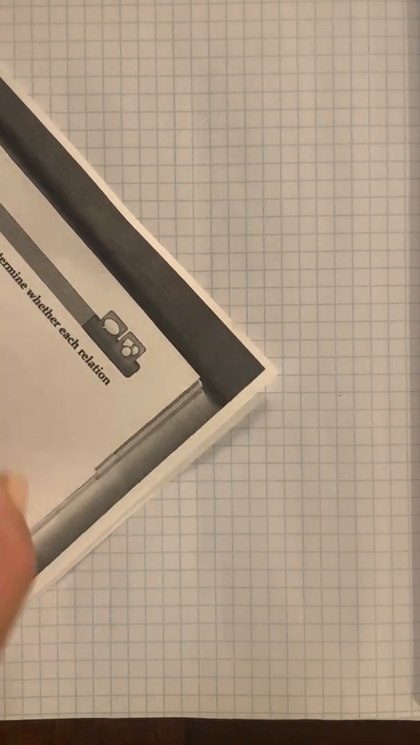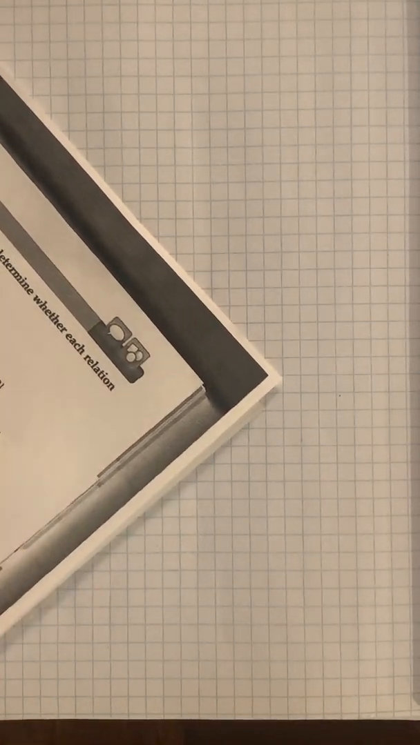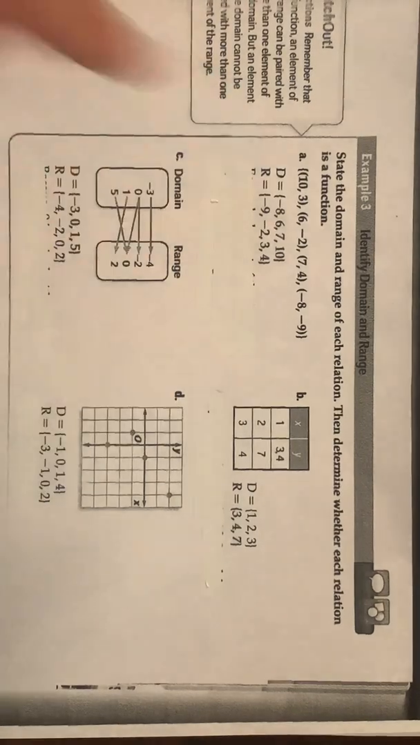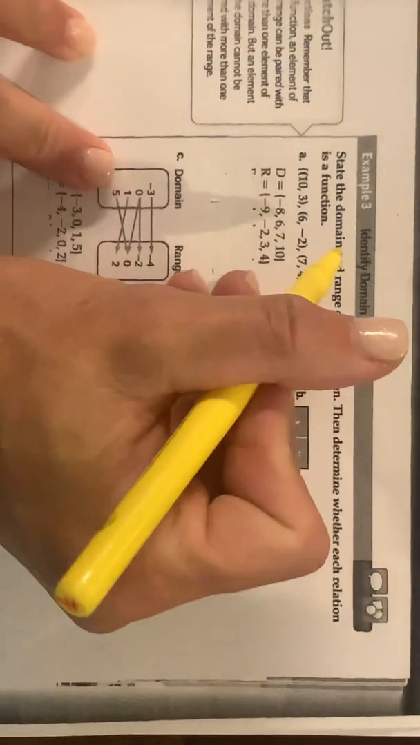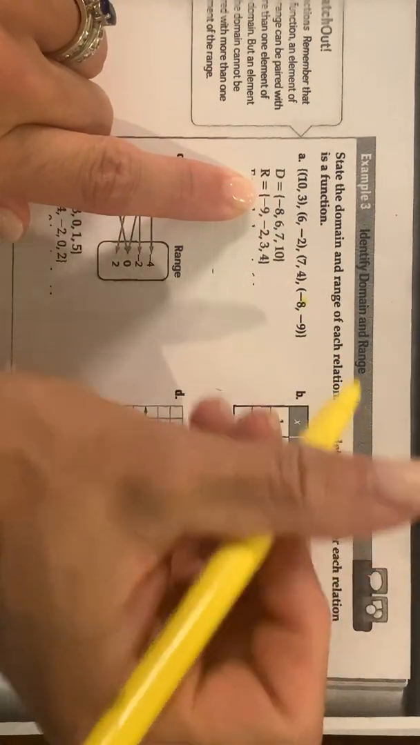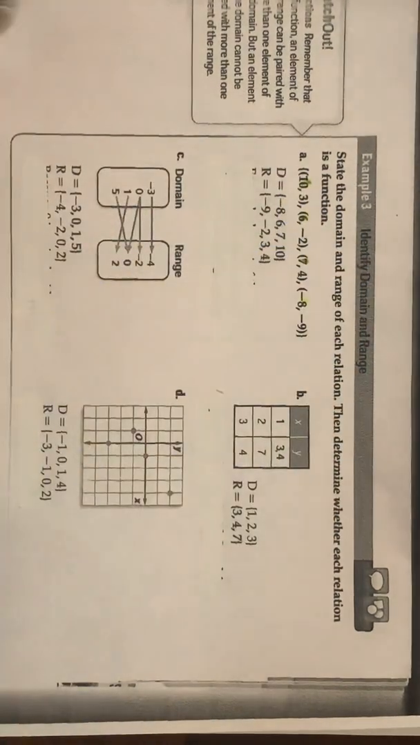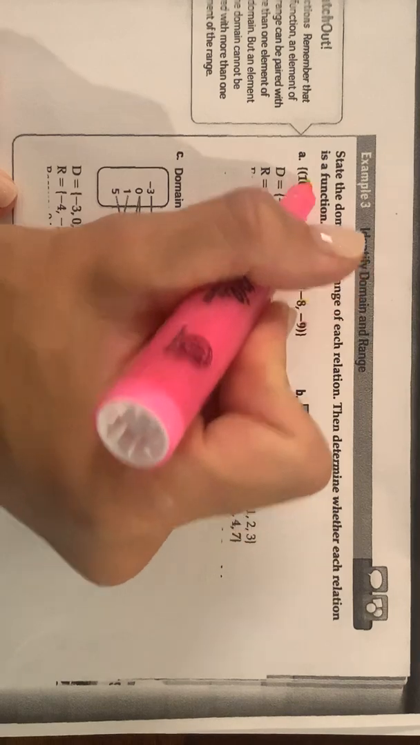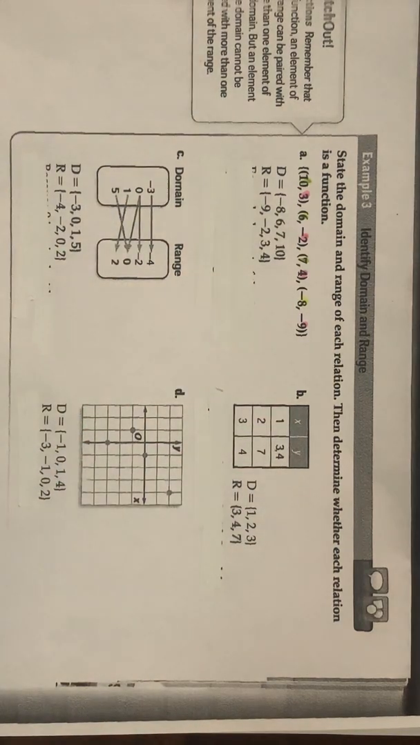Okay, now, in each of our 4 representations, we're going to state the domain and range and then determine if each relation is a function. So notice, there's our domain, and it needs to go from least to greatest. So notice the first value listed is -8, then 6, 7, and 10. Same thing with the range: -9, -2, 3, then 4. So in each set of numbers, they're going from least to greatest.